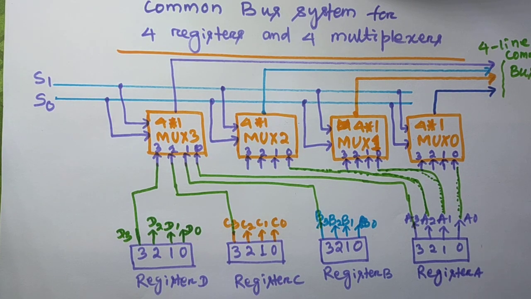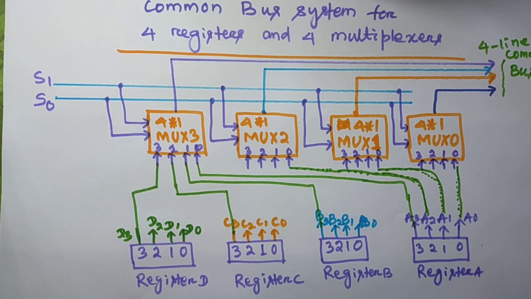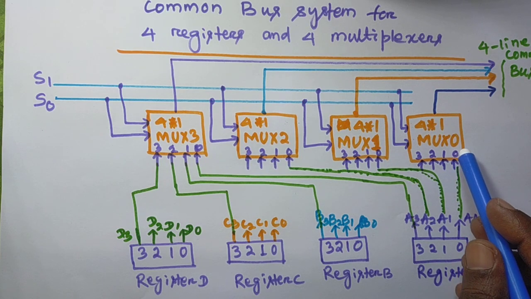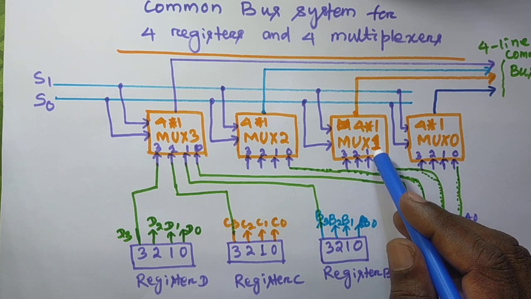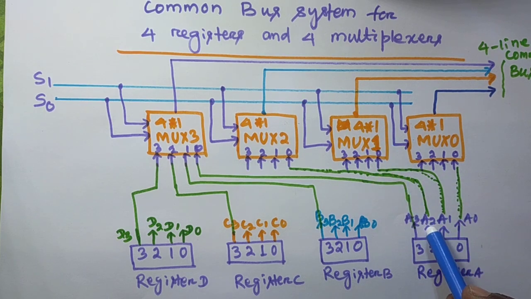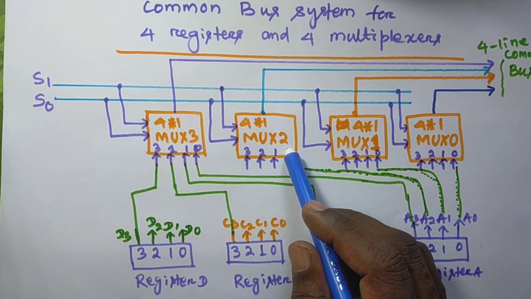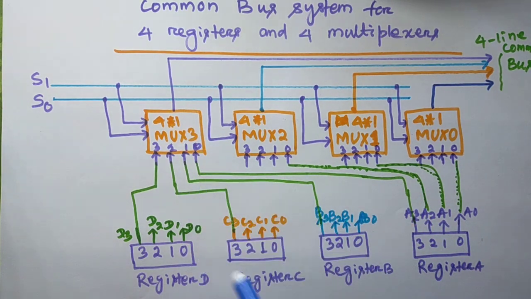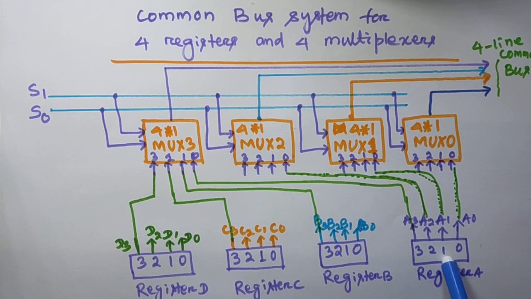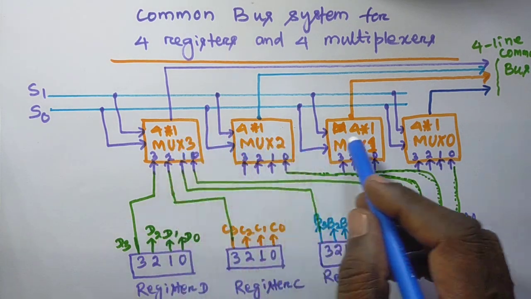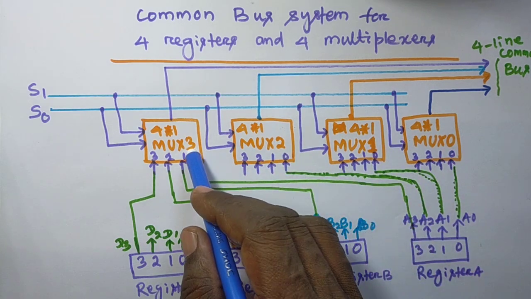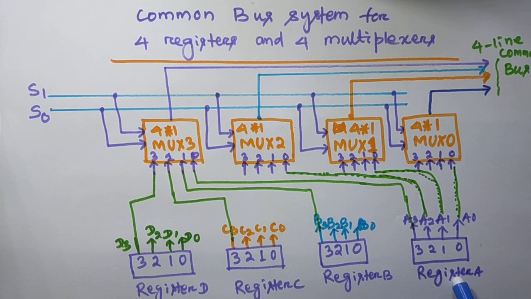And another is from a simple concept point of view. I made another connection, then you can understand how data is connected from register to multiplexers. Here you see A0 connects to this 0. A1 connects to 0, because you see the 0 value. A1 connects to this 0, meaning multiplexer 1 input 0. Similarly, A2 connects to multiplexer 2, 0. A3 connects to 0 of multiplexer 3. In this way, register A data connects to each individual 0 value of each individual multiplexer. You see, this is 0, this is 0, this is 0, this is 0, which is provided by register A.